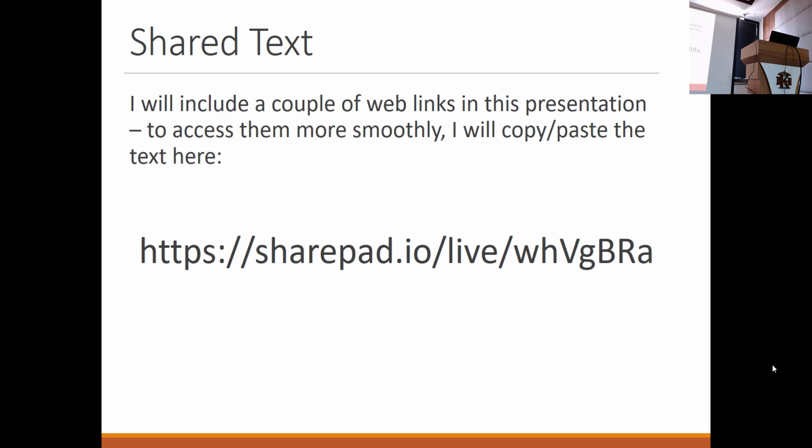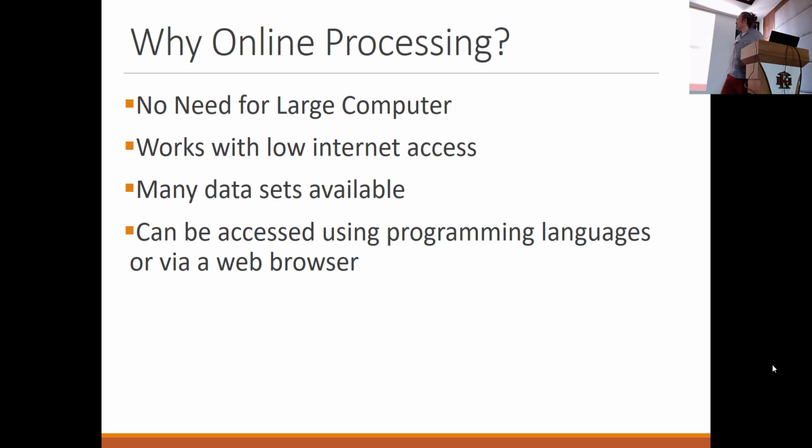Okay, let's continue then and talk a little bit about online processing. So this is also something that has really only started in the last few years. Maybe the most famous one is Google Earth Engine. So if you think about using Google Maps or Google Earth, you have this spinning globe and you can zoom in and you can see a picture of wherever you go.